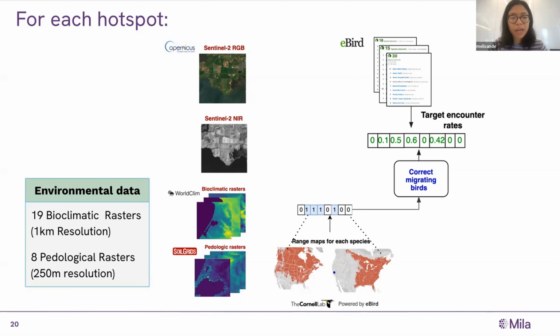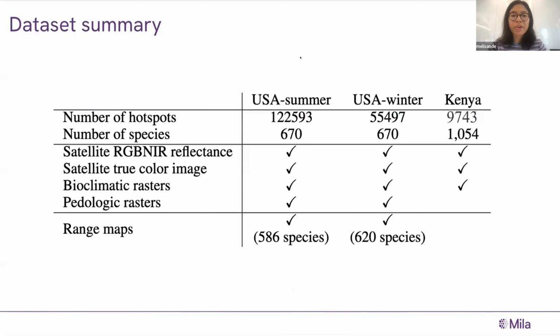It's also, I should mention, not available everywhere, and we just did traditional mean imputation for the values that we're missing. And so to summarize, we have a lot of hotspots in the US, a lot of them in the summer, fewer observations in the winter. And yeah, soil data was not available for Kenya, and range maps were only available for certain species in the US, not all the species that we considered.